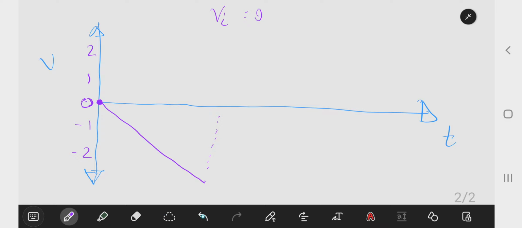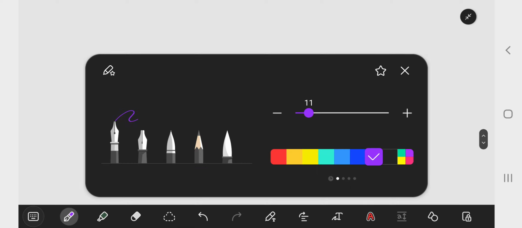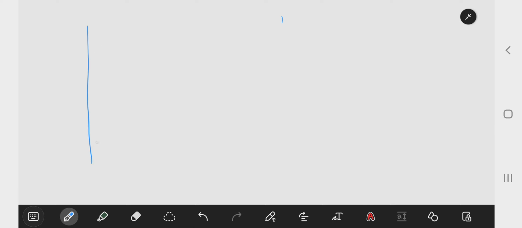All right, so another example, say we have our velocity time graph. Okay, and then that is 0, 1, 2, -1, -2. And then we have our starting point there.